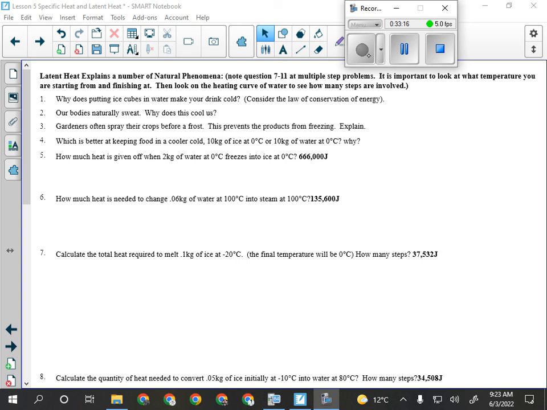Okay, that gets it cold and keeps it cold for quite a while. Ice can absorb a fair amount of energy. It's why we fill a cooler with ice and not cold water. That's kind of the next question, question number 4. What's better at keeping food in a cooler cold? 10 kilograms of ice or 10 kilograms of liquid water at 0 degrees Celsius?